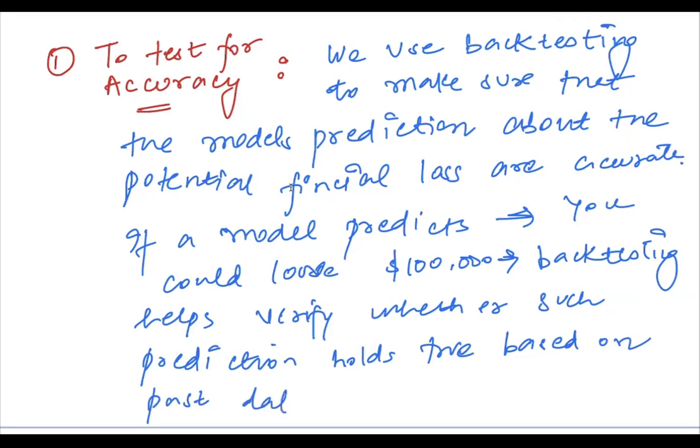Okay, so let me highlight the important things. Basically, we are backtesting just to test for accuracy. We use backtesting to make sure that the model predictions about potential financial loss are accurate. See, if a model predicts that you could lose up to $100,000, backtesting helps you verify whether that prediction holds true or not based on past data.